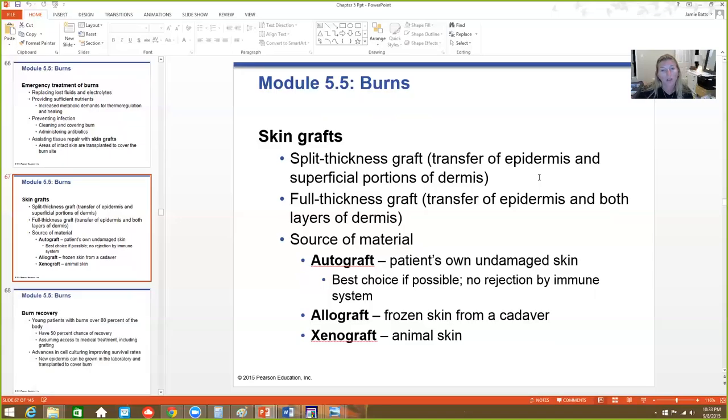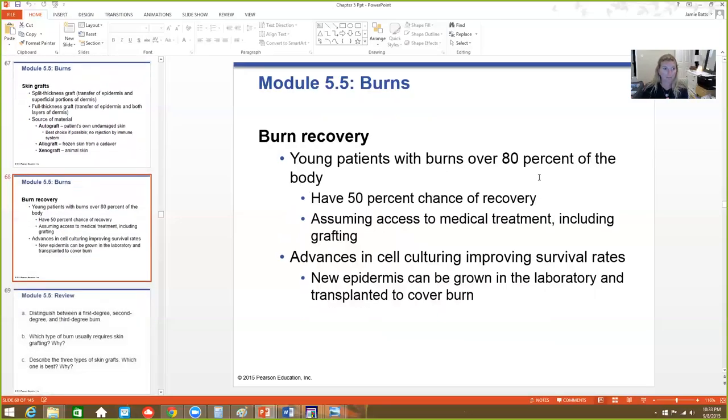Very possible, you might say, "Ooh, I don't want someone's dead skin on me or pig skin on me." Wait until you have a burn, and then you just want to be healed and get back to normal. So you would take those things. And obviously, even with your own skin, you still risk infection and issues. But that's obviously the best choice, unless that's not an option, which it might not be.